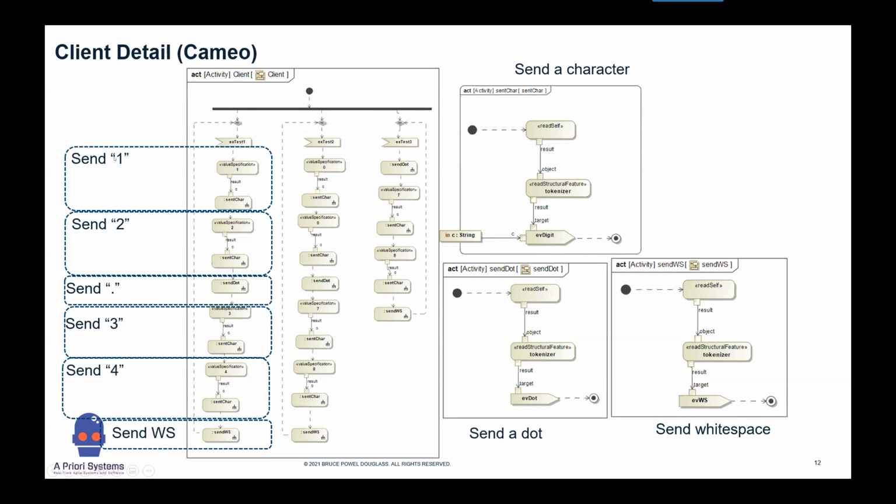So you see I send a 1 and I send a 2. And then here I send 3 and 4. To send the dot, I've got another one here which sends the dot. Basically, I just specify the target where it goes. And here I'm sending whitespace at the end, and I'm sending the whitespace event signal here. So pretty much the same sort of thing, except I use an activity diagram to drive the client behavior rather than a state machine as I did in Rhapsody.